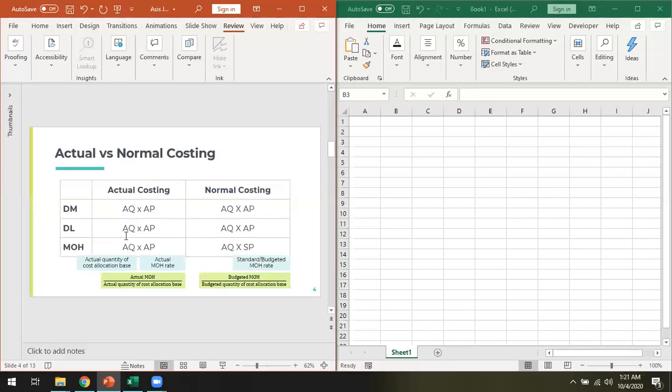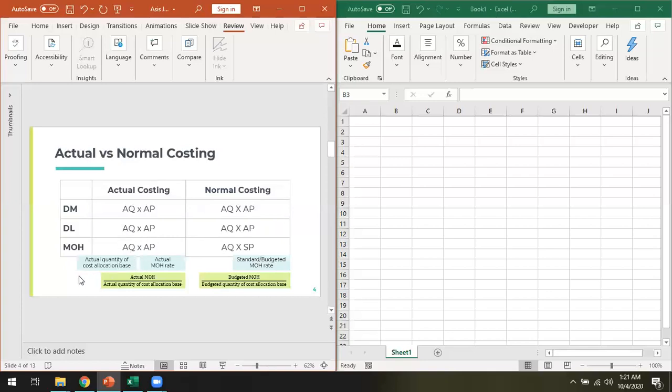For direct labor, the actual quantity here is how many hours you spend making those cakes. And the actual price is the wage or the rate, how much money you will pay yourself for making those cakes per hour.